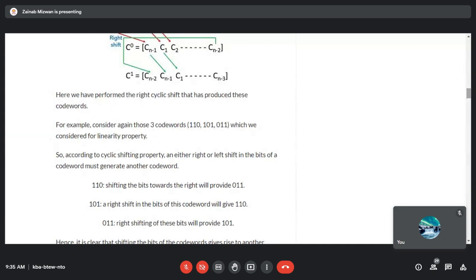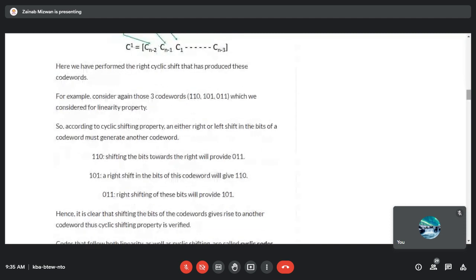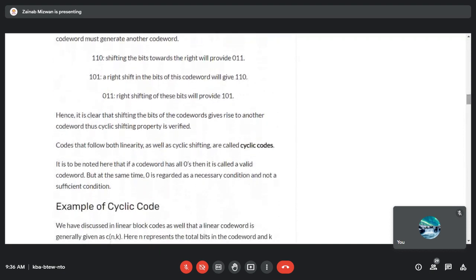So when the cyclic shift is applied to any particular code word, it is going to generate another code word. This is how cyclic shifting is used here. And it's not necessary that we only have the right cyclic shift. We can have the left cyclic shift as well. As it is clear that shifting the bits of the code words gives rise to another code word, the cyclic shifting property is verified here.